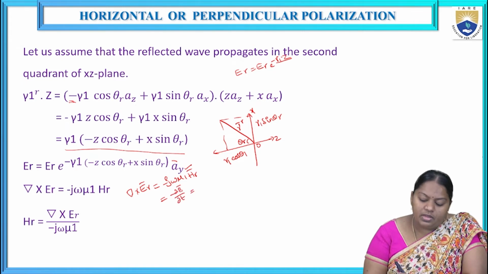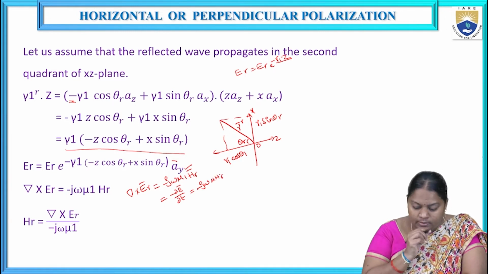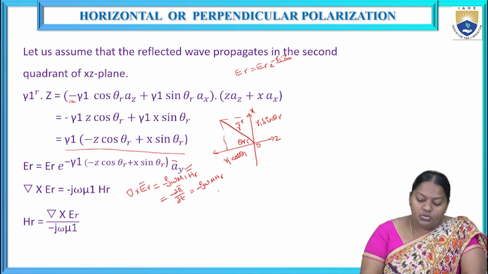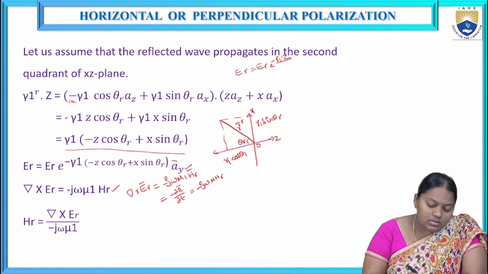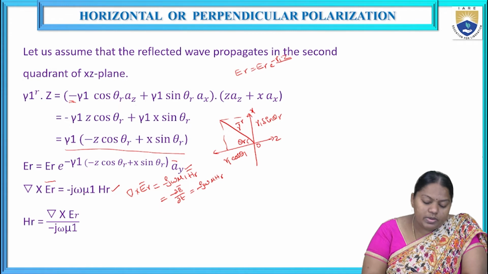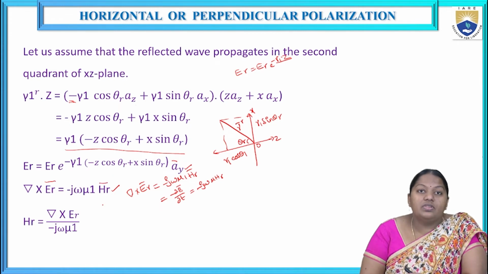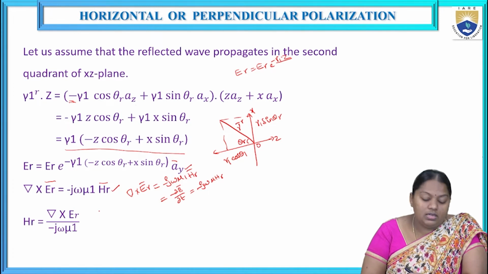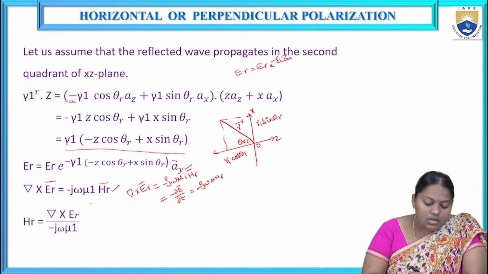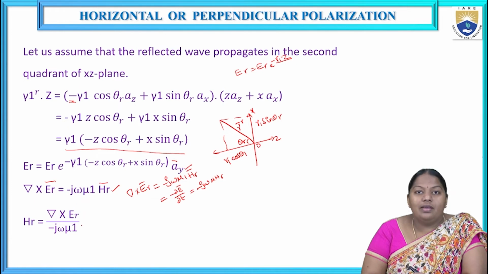So again for time varying fields, this dou by dou t is replaced by j omega, and B is given by mu into H, and for the reflected wave it is written as minus j omega mu into HR. So del cross E bar equal to minus j omega mu 1 into HR. Here the reflected wave is also in medium 1, hence we are writing everything with respect to medium 1 only.